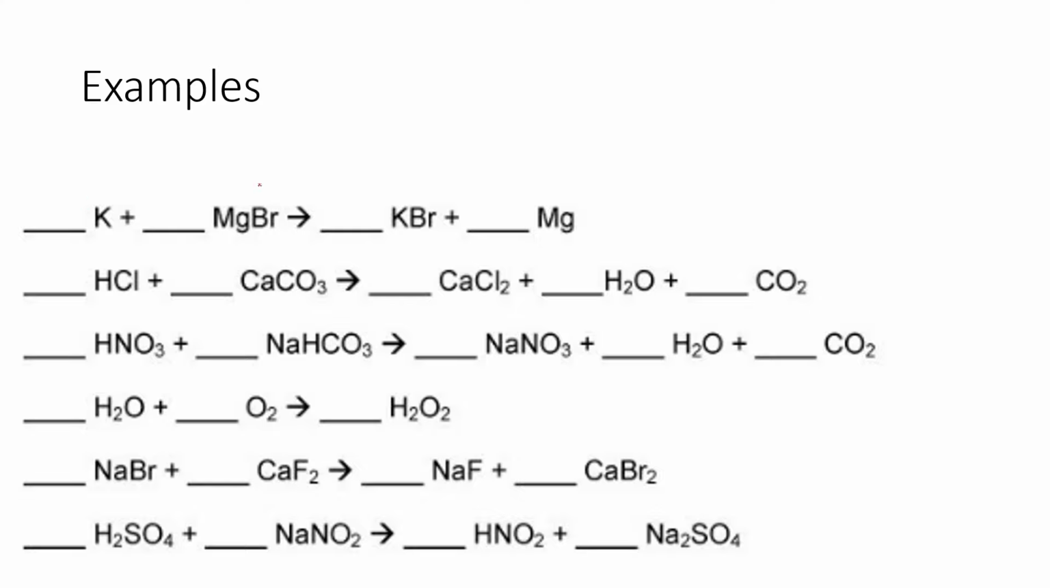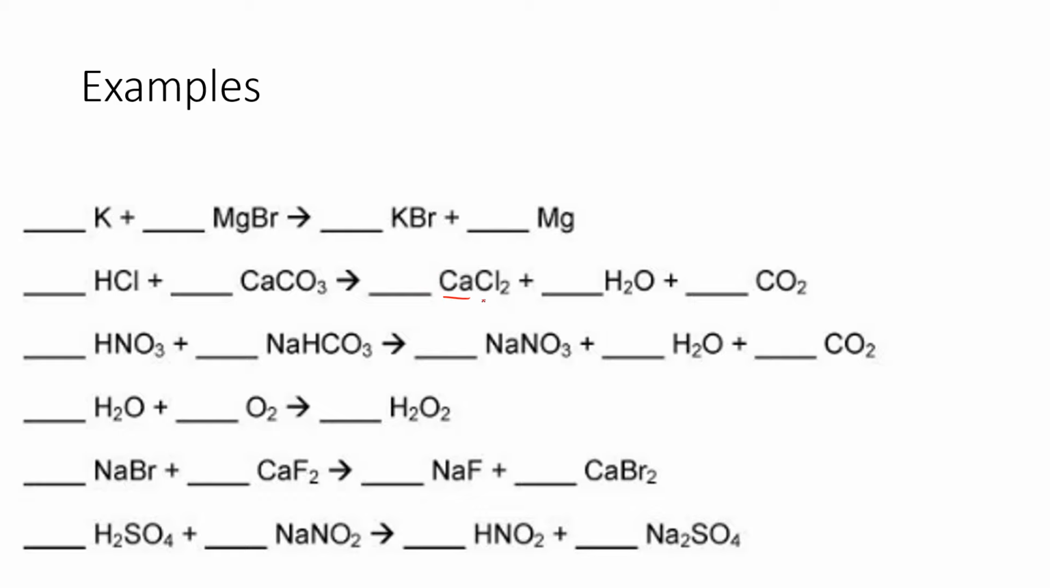So the first example, just looking at it, it's just 1, 1, 1, 1. If you have 1 magnesium on the products, 1 magnesium on the reactants, 1 potassium on the left side, 1 potassium on the right side, 1 bromide on the left side, 1 bromide on the right side. Okay? Let's do this one.